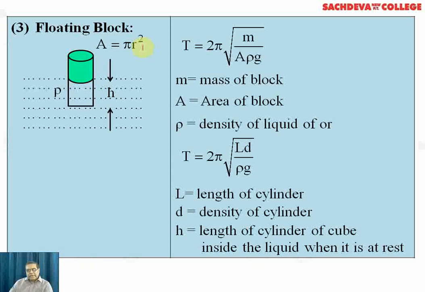In order to find its time period, T is equal to 2 pi under root m over A rho g, where A is the area of cross section, m is the mass, rho is the density, and g is acceleration due to gravity. Small m stands for the mass of the block, and the area of cross section, as I have explained to you, should be pi r square.